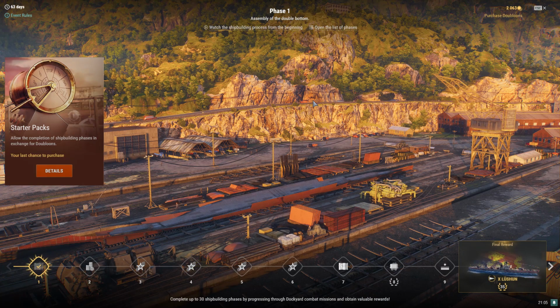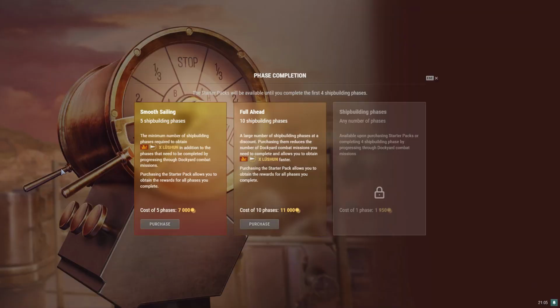Now, so what is the approach I would recommend? Well, if you really want the ship, then in terms of saving money, you're going to want to pick up the starter pack, Smooth Sailing. Otherwise, you will be paying that additional 2,750 doubloons later on. So starting off with the Smooth Sailing starter bundle is the best.